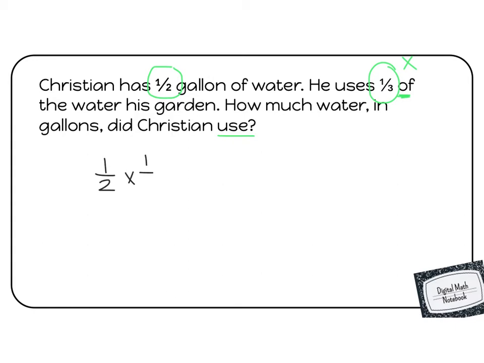times 1/3, and we're going to multiply straight across the top and straight across the bottom. 1 times 1 is 1, and 2 times 3 is 6. And there's no need to simplify here, so we have 1/6 gallons. That was a pretty easy problem. Let's try another one.